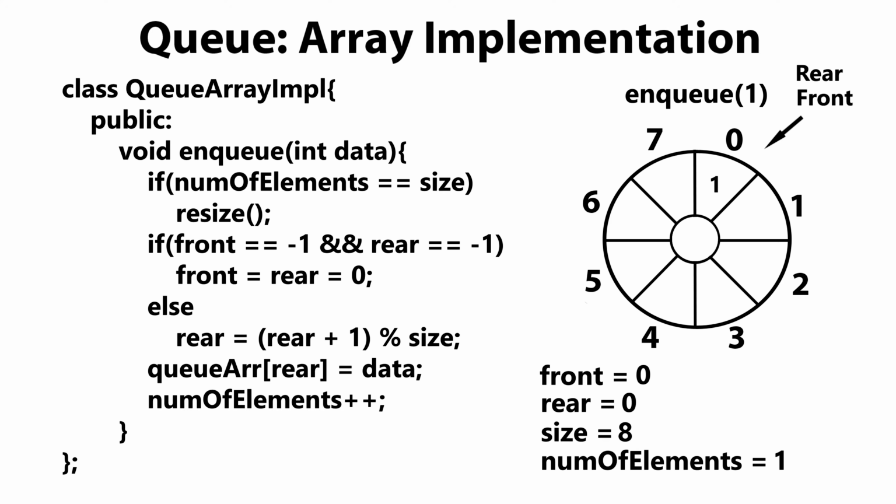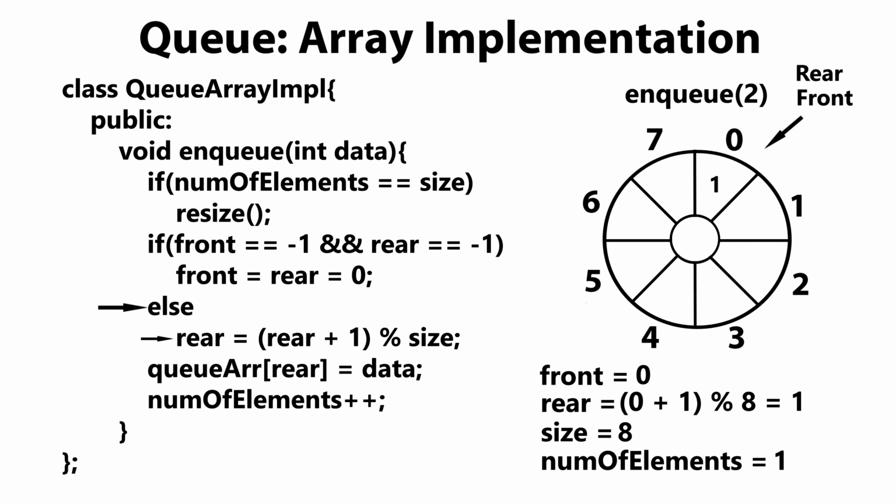Alright, so now let's give one more example with the enqueue method. Let's say I want to enqueue 2, for example. So first, we check to see if the number of elements is equal to size. So 1 does not equal 8, so we skip that if statement. We come down here. Is front and rear both equal to -1? It's not. We go down to the else statement. And here, we calculate the rear index where we're going to insert at. So right now, rear is at index 0.